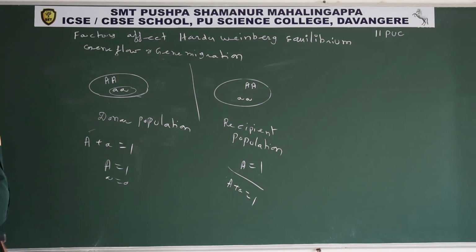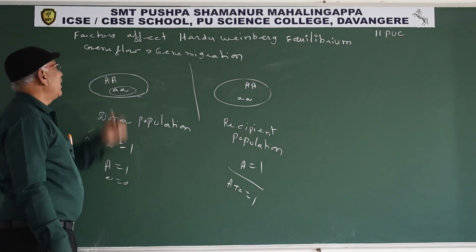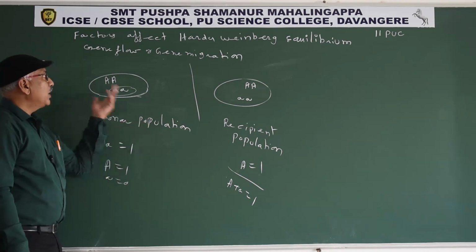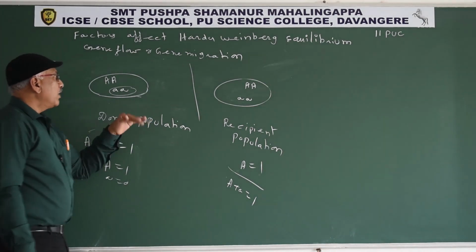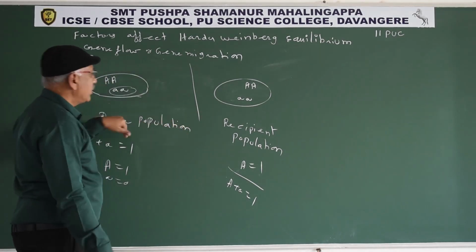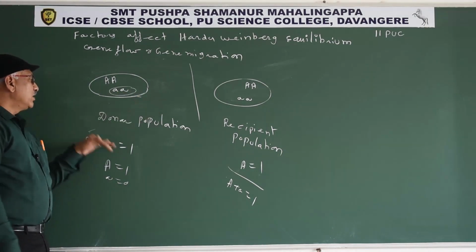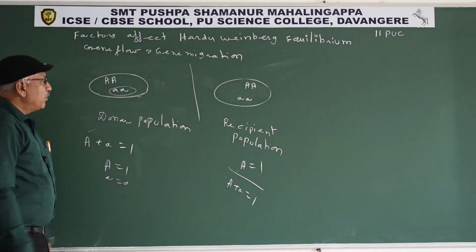Once again, gene flow or gene migration. Flow of alleles. Allele is the alternative form of a gene. Flow of alleles is known as gene flow or gene migration. After migration of individuals containing one type of allele, the two populations are geographically separated. The population that donates alleles is the donor population. The population that receives alleles is the recipient population.